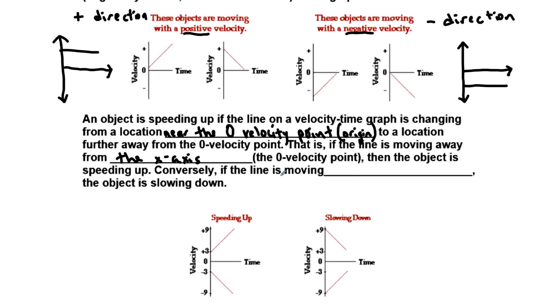On the other hand, conversely, if the line is moving towards the x-axis, then the object is slowing down. So this is slowing down and this is slowing down. This one's slowing down in the positive direction. It's coming towards 0, 0 meaning stopped. And so is this one, coming towards 0, which refers to stop. This one's slowing from 9 to 3, and so is that one. Just positive direction, negative direction.